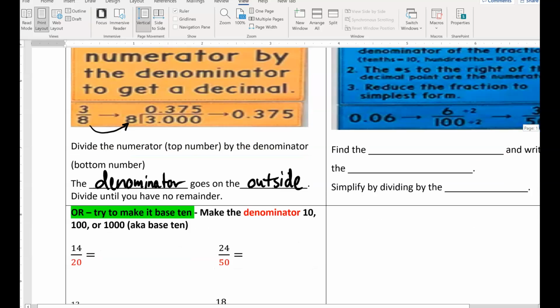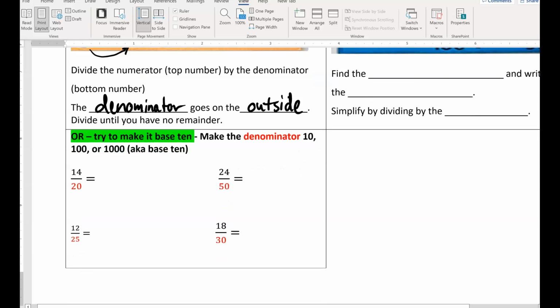Now there is another way to do this, and that's to make the denominator 10. So for instance, 14 over 20. Think about that. If I try to make that denominator 10, it could be 10, 100, or 1,000. Let's see, 20 times what can get me to 100? Times 5. Use your multiplication chart. So you get 20 times 5 is 100. 14 times 5, 70. Again, use that multiplication chart. In this case, you could also divide both by 2, and you get 7 over 10, which would still give you your answer of 0.70 or 0.7.